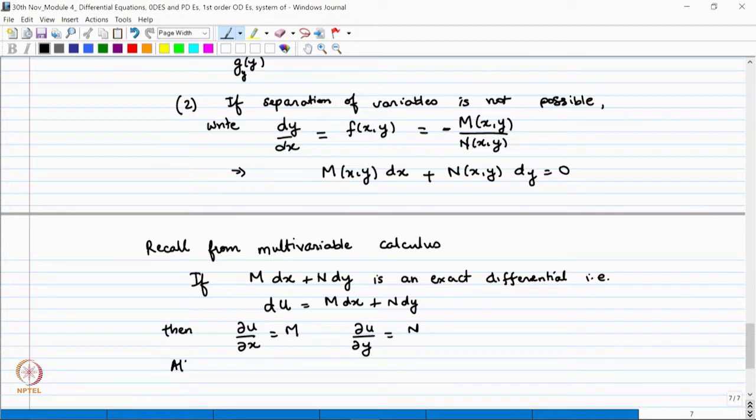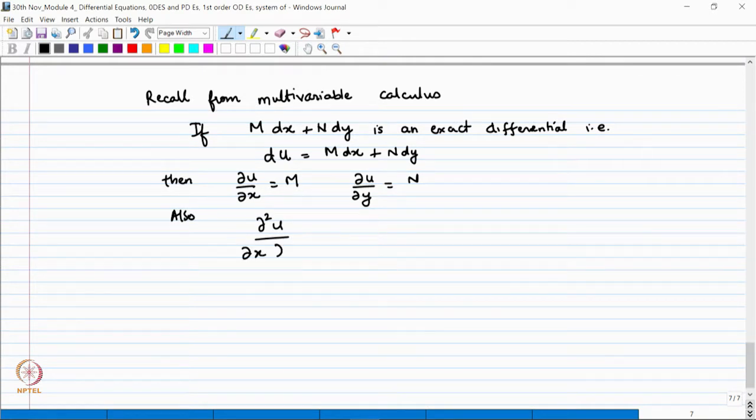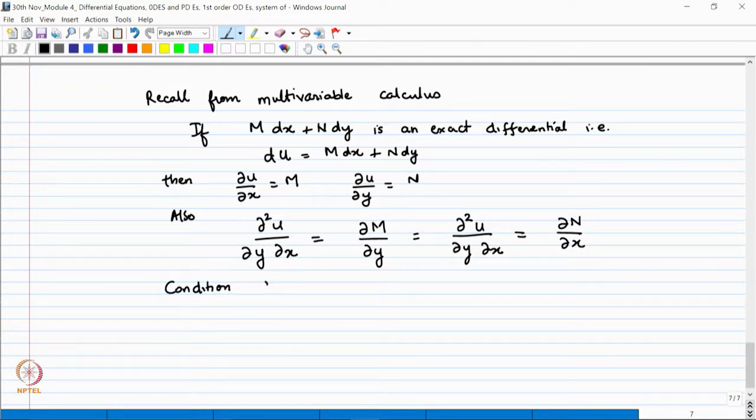And also now if you take the second derivative dou square u by dou x dou y, okay, is equal to dou m by dou y. No, I should write it in the other order. First you take with respect to x, then you take with respect to y. Now, this should be equal to dou square u by dou y dou x is equal to dou n by dou x. So, therefore, we have the condition for an exact differential: dou m by dou y is equal to dou n by dou x. Okay, so, this is a condition for this differential to be exact.